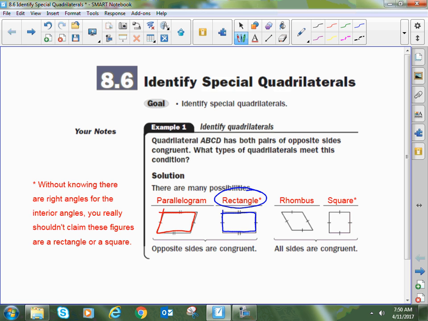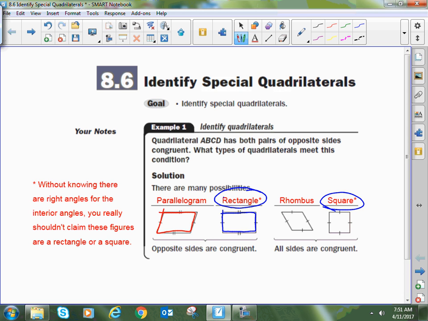Same thing here with the square. If you tell me that that's a square because it has four sides that are the same, and that's it, all that tells me is that it's a rhombus, not a square. Unless, again, I have right angles or I have congruent diagonals, I'm not going to accept you telling me that that last figure is a square.